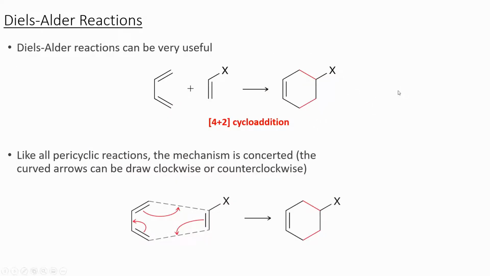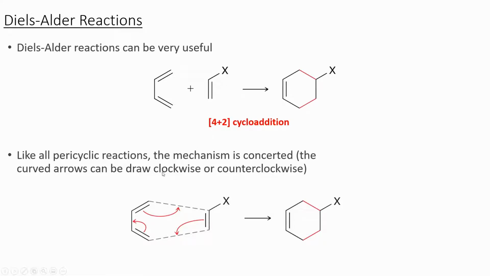The Diels-Alder reaction is the most famous pericyclic reaction. And this reaction is considered a 4+2 cycloaddition reaction. So the 4 comes from the two pi bonds that are part of the diene, and the 2 comes from the two electrons in the pi bond of the other alkene in the starting material.